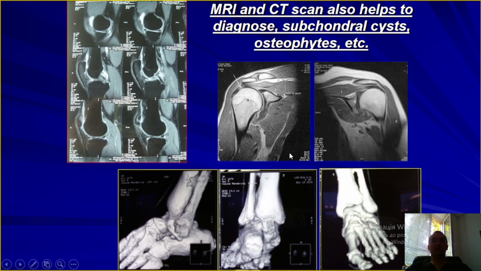MRI and computer tomography are used in patients who are undergoing joint surgery for treatment of osteoarthrosis. For example, post-traumatic osteoarthrosis with cartilage defects, when we want to restore the cartilage, we can use MRI or computer tomography, but it is not a routine method for diagnosis of osteoarthrosis.